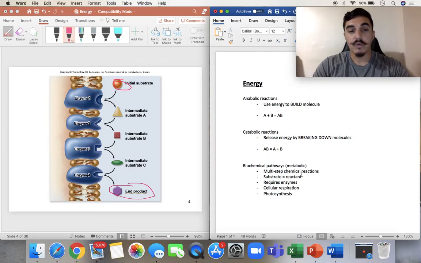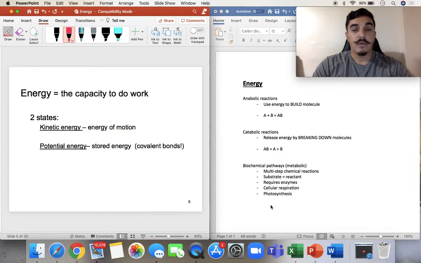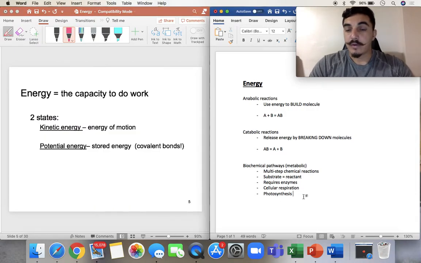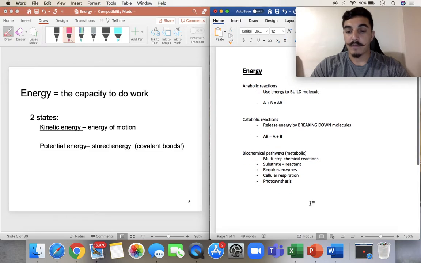We have glucose, oxygen, and then we make some CO2 with some water. So those are our two biggest examples of those biochemical pathways, which we're going to focus on these next couple of weeks. Okay, now let's jump into energy.